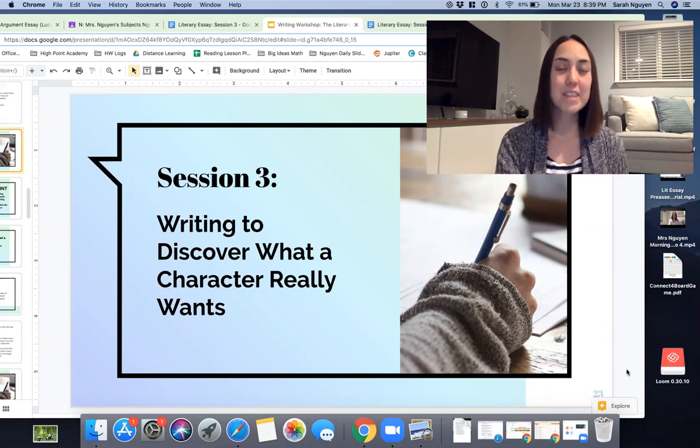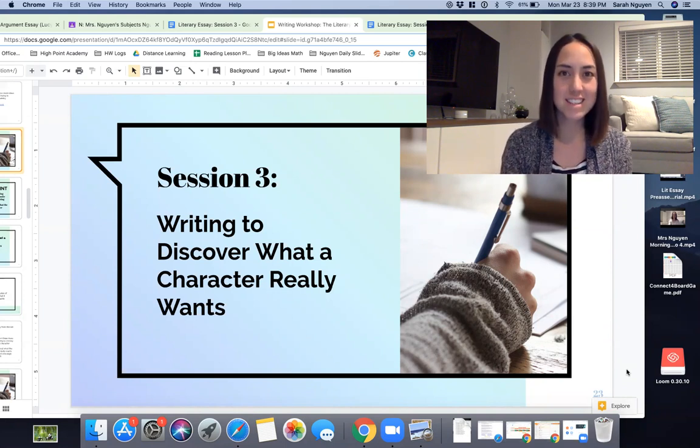Session 3, writing to discover what a character really wants. So today we're going to dive even deeper into our character analysis, and we are going to continue to work with our character Squeaky from Raymond's Run.